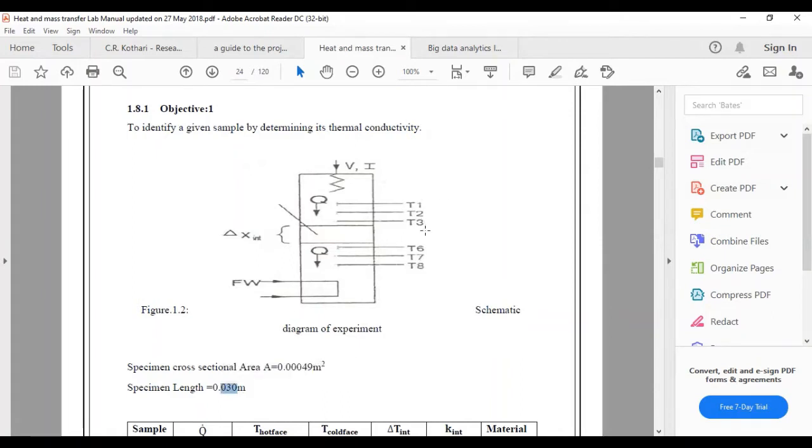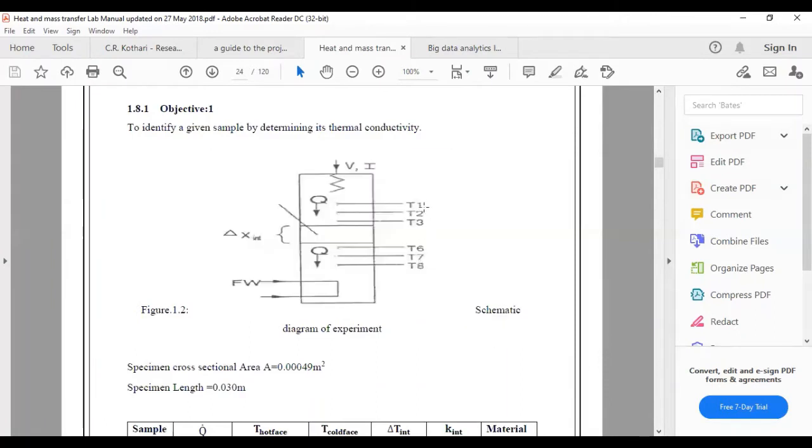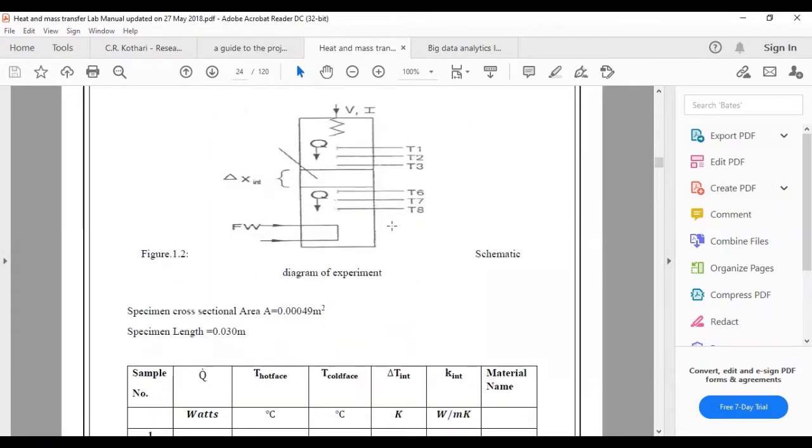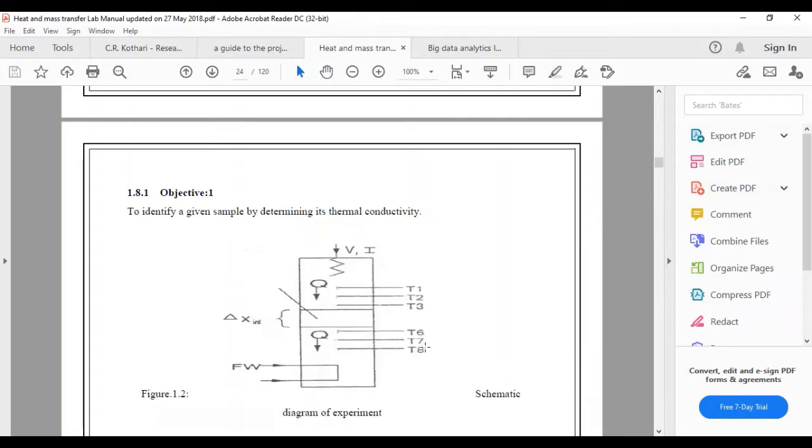You can see that there are six different temperature sensors. These are thermocouples, represented by T1, T2, T3, then T6, T7, T8. T1, T2, T3 are in the hotter region, and T6, T7, and T8 are in the colder region. Our first task is to get the readings. We will start the apparatus and provide voltage and current from the hot side. Heat will flow, and we will also provide the water supply on the cold side, and we will measure the values of voltage, current, and the temperatures T1, T2, T3, T6, T7, and T8.